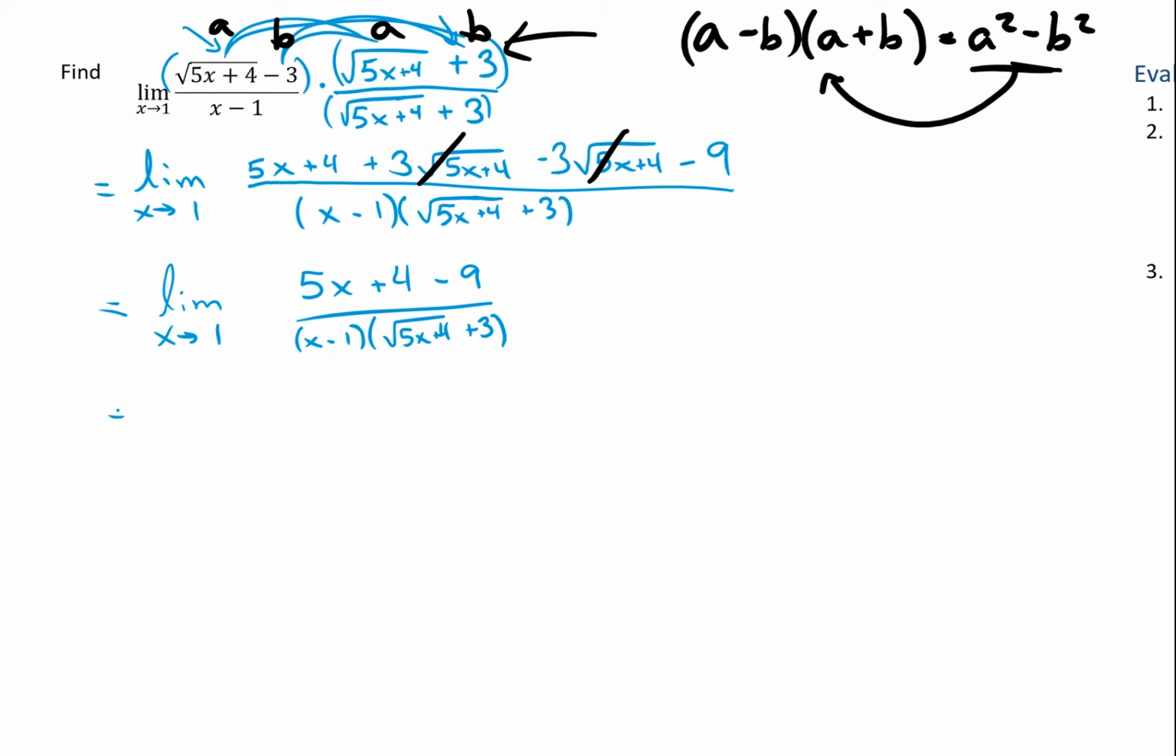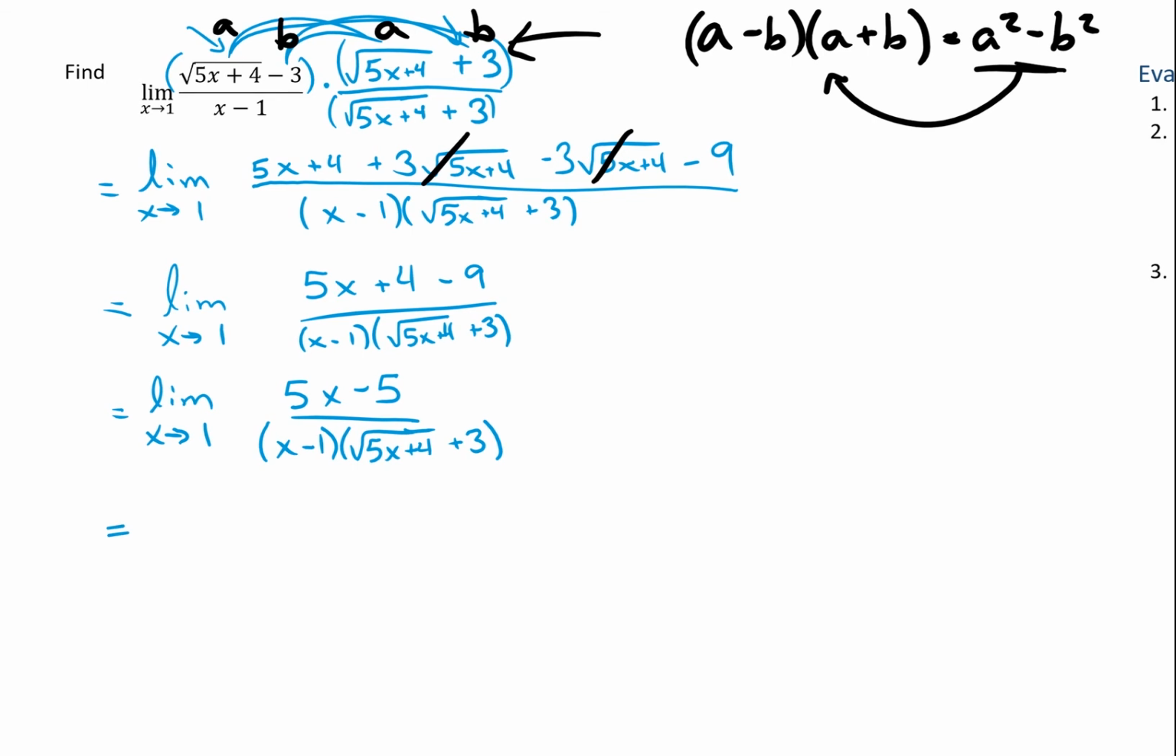Okay, we can see that I can simplify the top of my limit, so let's just do that real quick. 4 minus 9 is negative 5. Ooh, and I see something nice here. Because as of now, nothing has been solved in my limit. Still, if I plug in 1 into my limit, I still get a 0 in the denominator. So nothing's saved yet. But I see something nice up top.